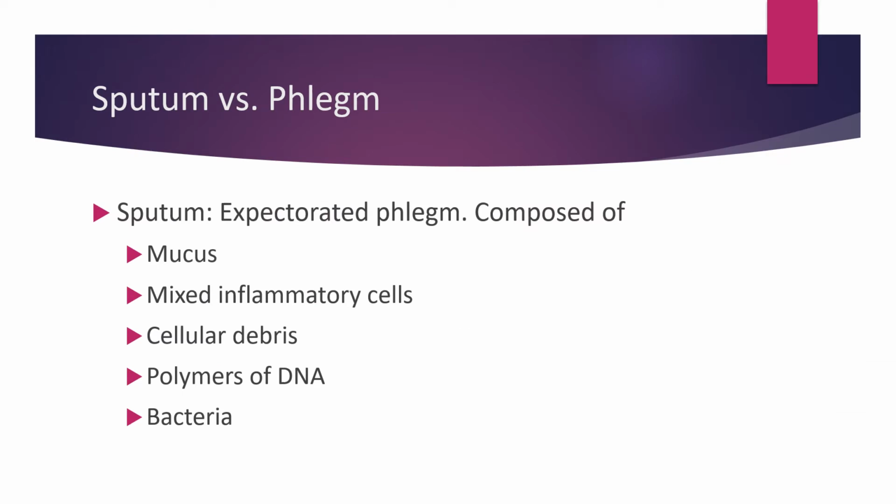Sputum versus phlegm, it sounds like a fun movie, but I guess I'm a little biased on that one. But when we're looking at sputum, sputum is technically expectorated phlegm. So that means it's from the mouth. Sputum means from the mouth. I think it's German, that means from the mouth. It's expectorated phlegm, and it's composed of mucus.